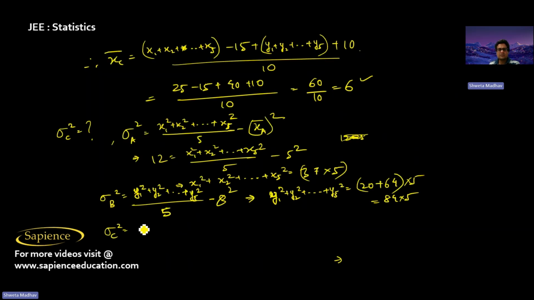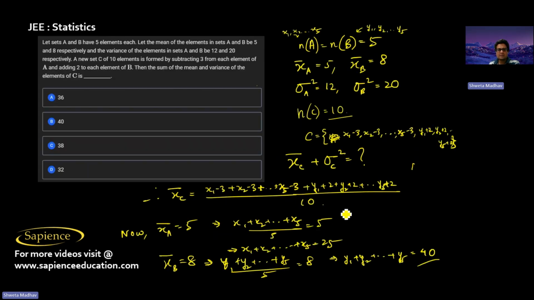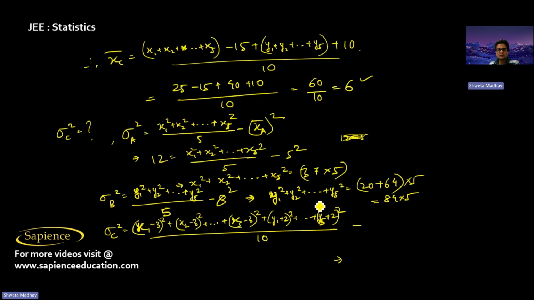Sigma C squared will be (x1 - 3) whole squared + (x2 - 3) whole squared + ... + (x5 - 3) whole squared + (y1 + 2) whole squared + ... + (y5 + 2) whole squared, divided by 10, minus the mean x-C-bar squared. X-C-bar is 6, so 6 squared. So that we have to find out.